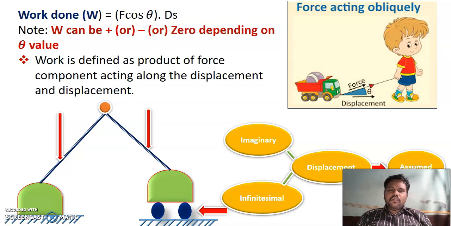Work done is said to be positive if the displacement and the force component are in same direction. Work is said to be negative if the force component and displacement are in opposite direction. Work is said to be zero if the force component is perpendicular to the displacement of the body. When the displacement of the body is zero, then no work is said to be done. Then the body is under equilibrium condition.